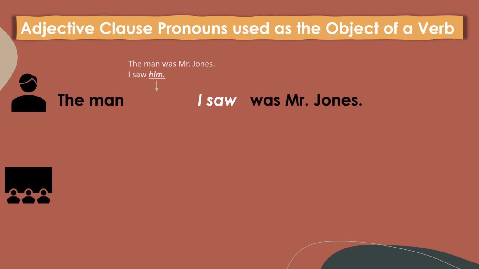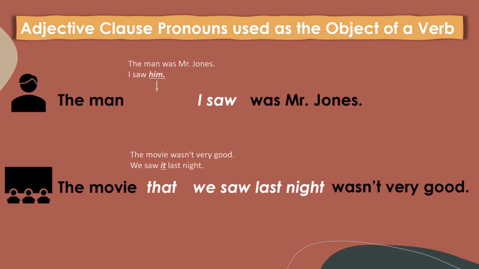Next one. It's about the movie. The movie wasn't very good. We saw it last night. Look, the movie becomes the object of this sentence. Therefore, if you want to combine it, this is how you combine it. The movie that we saw last night wasn't very good. Okay? You do not need to mention it anymore in this sentence because it has been represented by that. So you don't need it anymore.